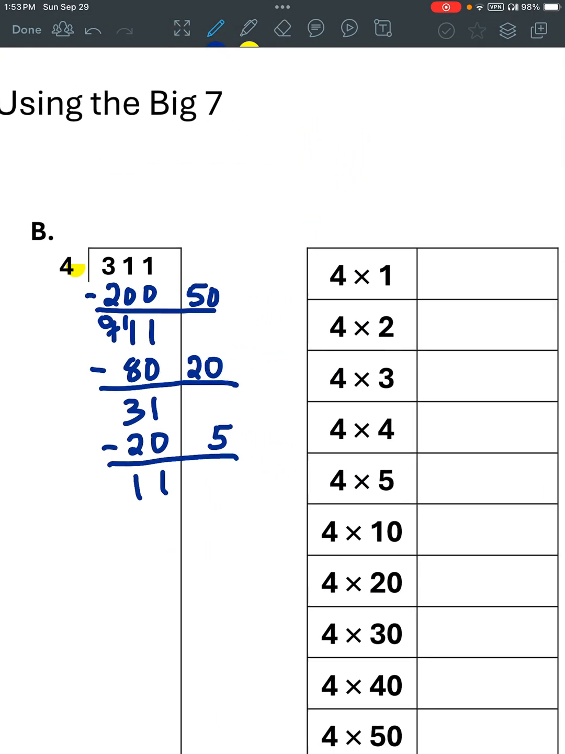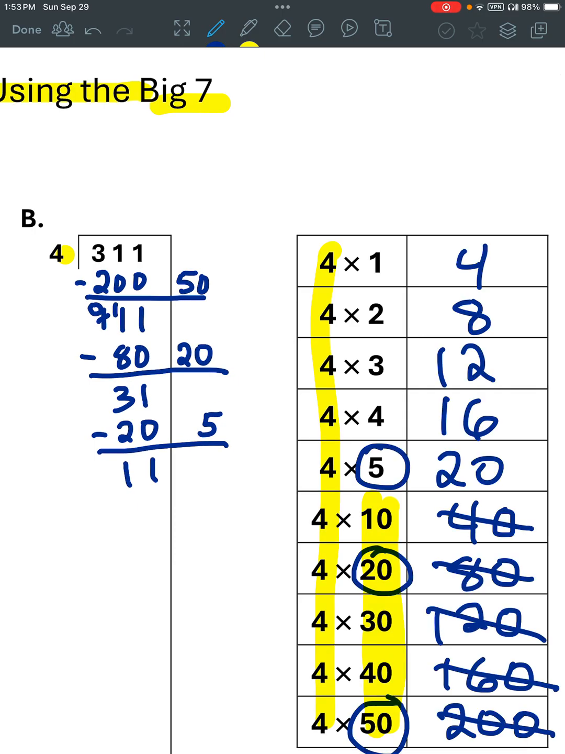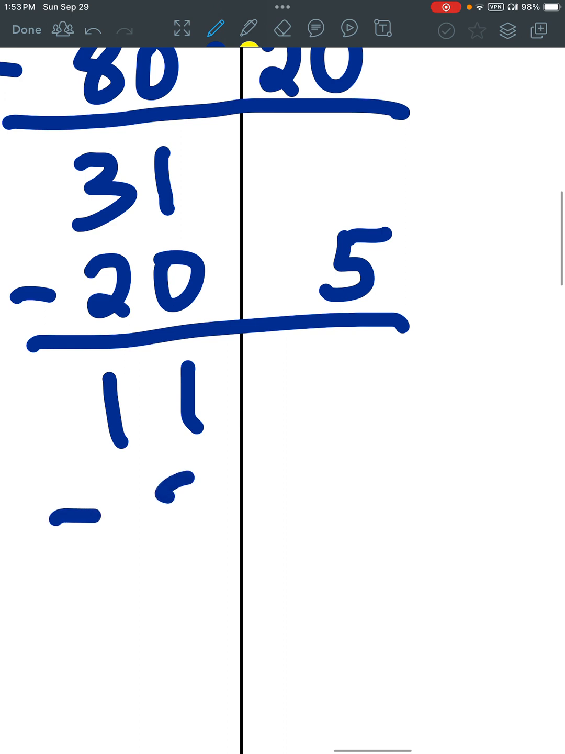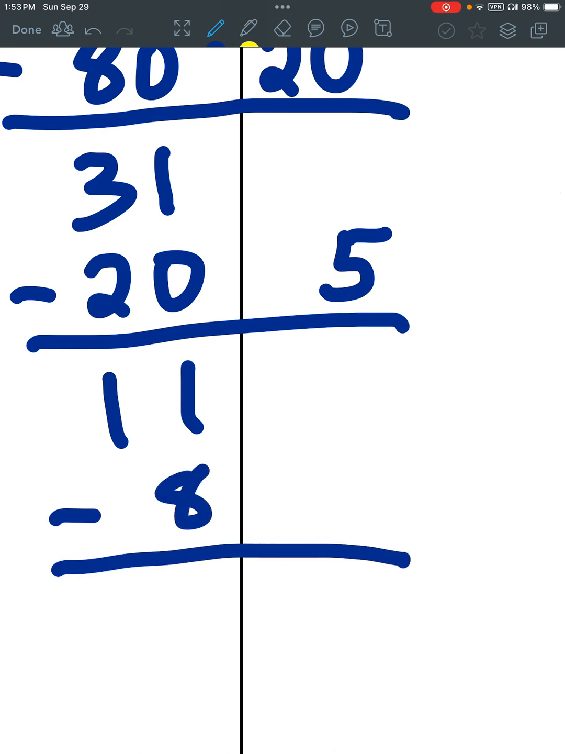I go back to my table. What can I subtract from 11? 20 is too big. 16 is too big. 12 is too big. 8. I'll circle my factor 2 and go back to my subtraction problem. I'll subtract 8 and I'll put my 2 in the ones place. 11 minus 8, that's 3.